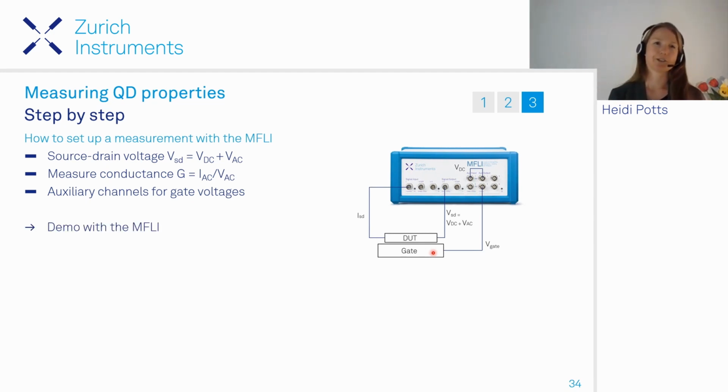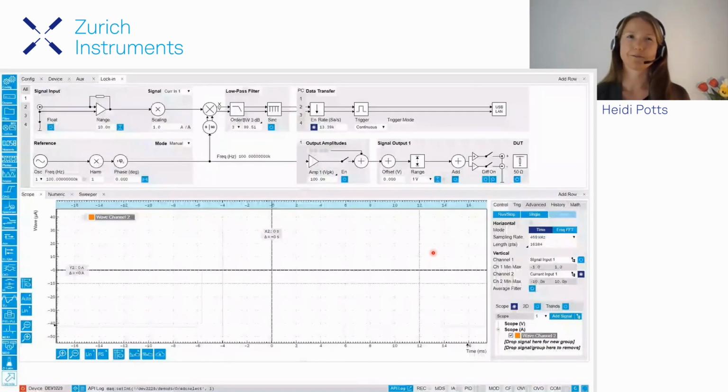Now, I would like to show you a quick pre-recorded demo of how to set up such a measurement. So here you can see the user interface of the Mfli lock-in amplifier. On the top, you can see where the lock-in amplifier can be controlled, as well as the output voltage. And here on the bottom, you can see the built-in oscilloscope function that you can use simultaneously during the measurement to directly monitor your input signal, such as the current.